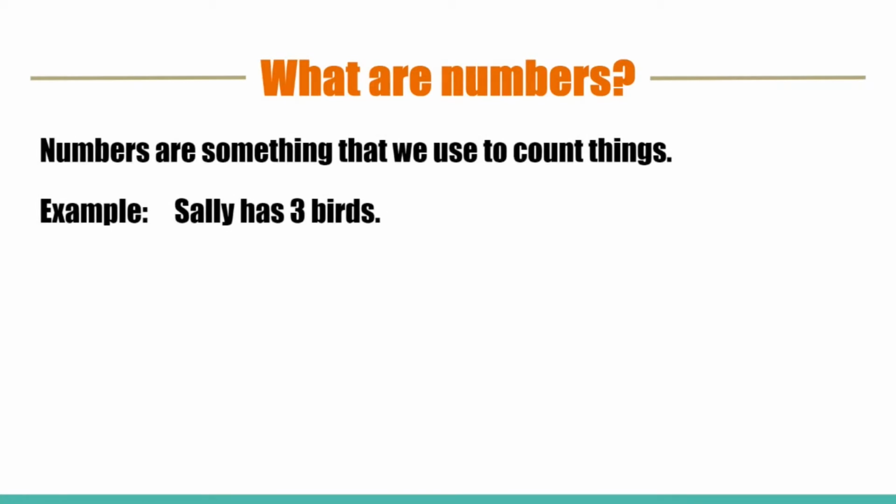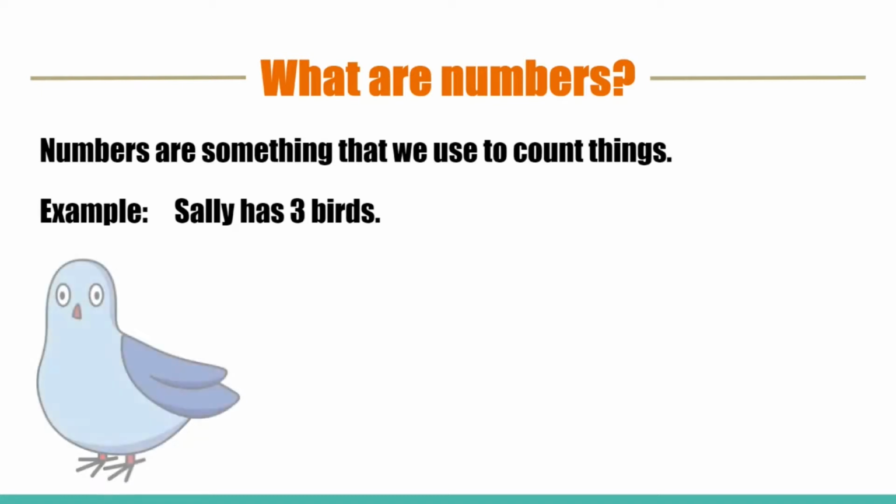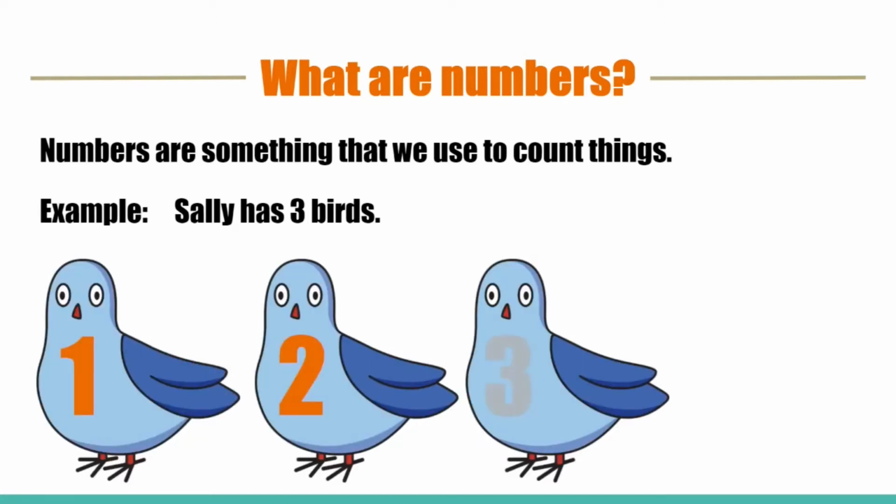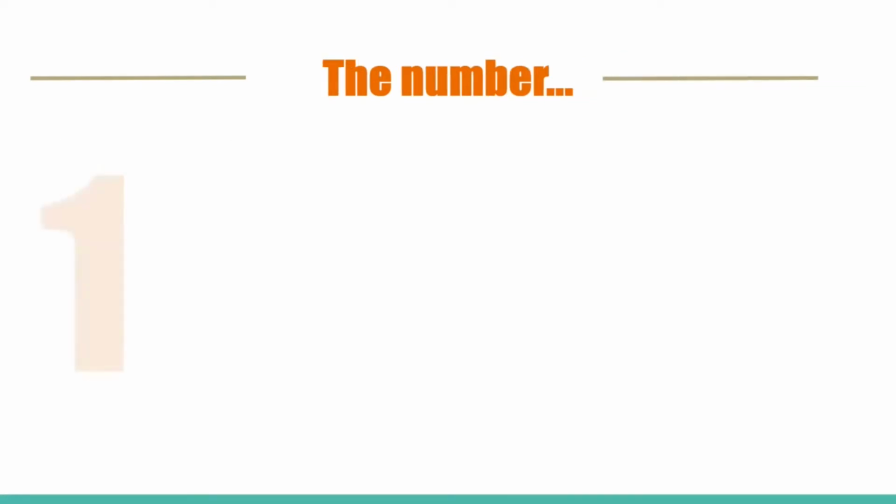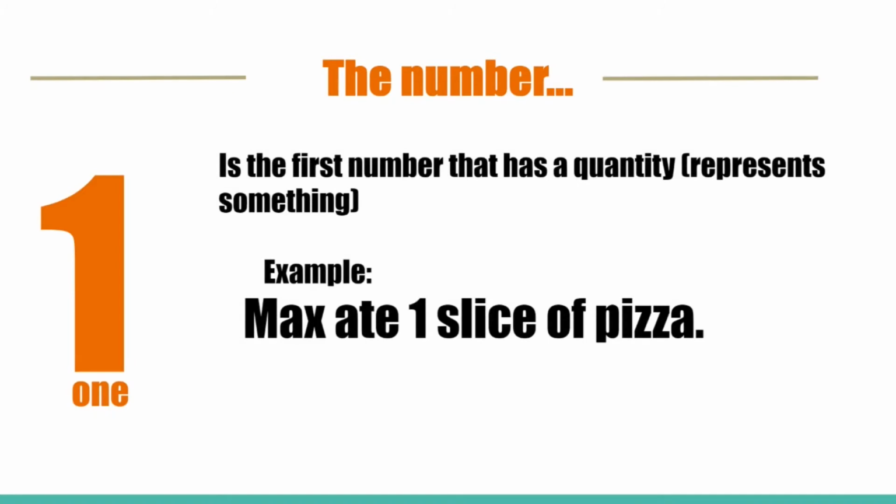For example, Sally has 3 birds. 1, 2, 3. The number 1. This number is the first number that has a quantity. That means that it represents something. One example is Max ate 1 slice of pizza.